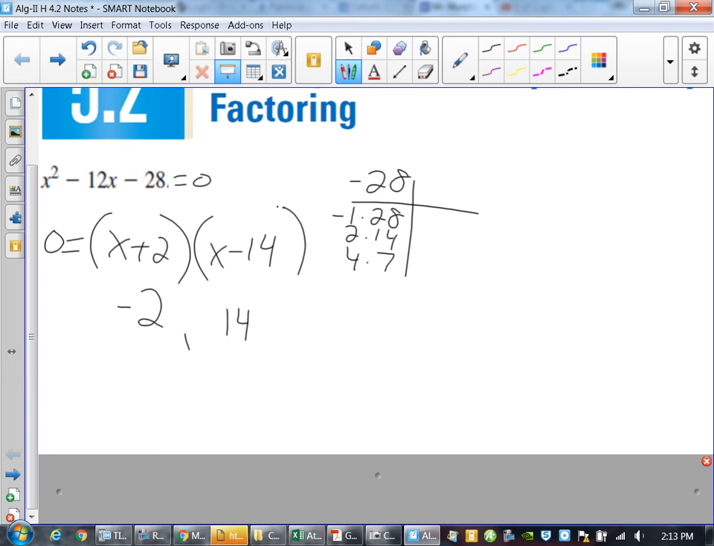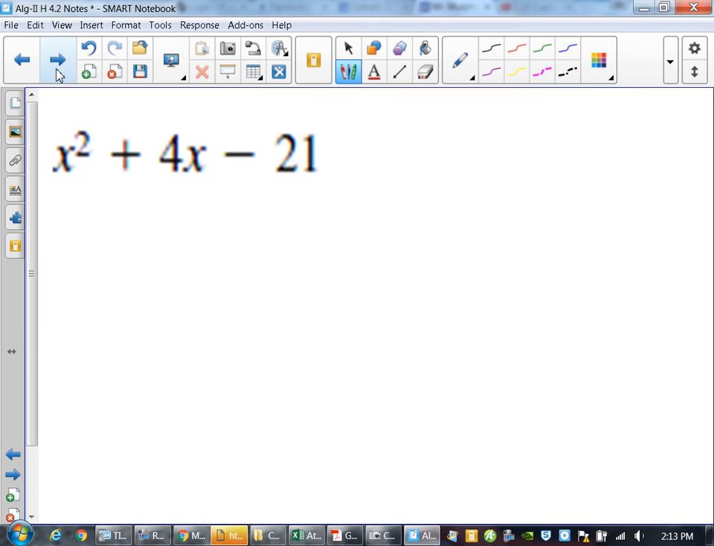Yes, ma'am? The last number is always the one that you multiply with the number 2? Yep. Multiply the tail to add in the middle. Same thing here: x squared plus 4x minus 21.